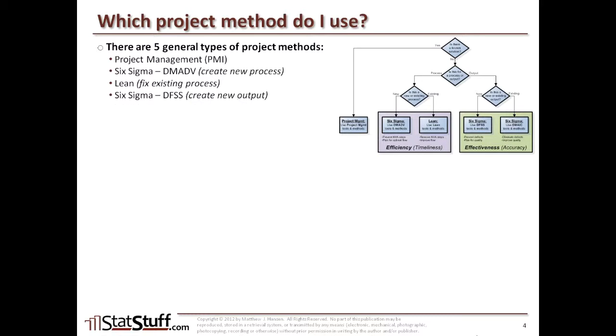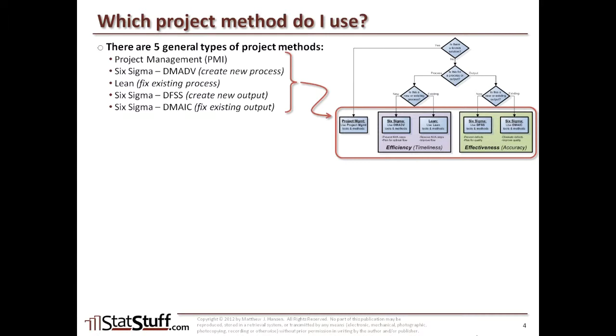The next one we talked about was Six Sigma's methodology of DFSS, which stands for Design for Six Sigma. This methodology is used for creating or designing a new output that does not already exist. And the last one we talked about was the Six Sigma methodology of DMAIC, which is a 5-phase approach that is used for fixing or improving an existing output, again focusing more on the effectiveness side. So as you walk through the drill down, it's really important that you ask those critical questions that lead you to the right project methodology, one of these 5.